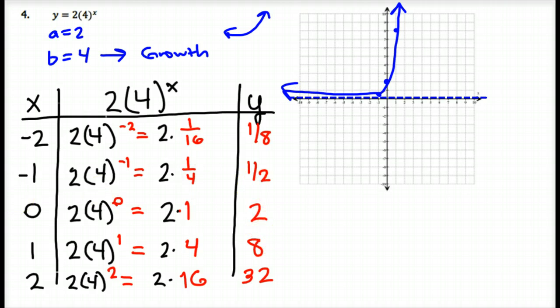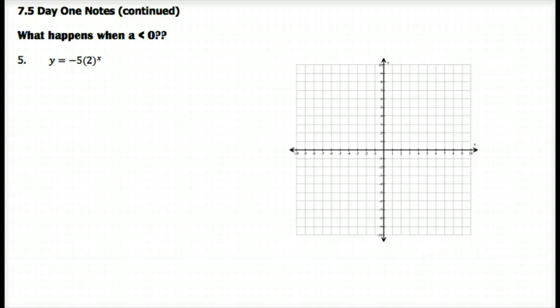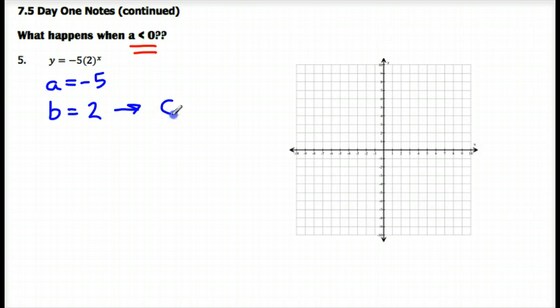Okay, 2 more examples I want to look at, 5 and 6, and for these I want to pay attention to what happens if I make my a value less than 0. So what happens if a becomes negative? So notice in number 5 we have an a value of -5 and a b value of 2. Okay, so this graph is still going to have growth because our b value is greater than 1, but it's going to look a little bit different than the other growth graphs we've seen. And so I want you to see how that looks here.